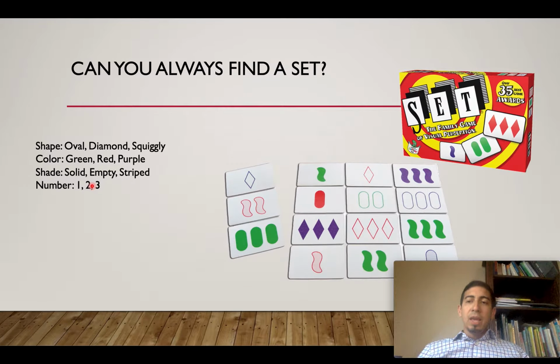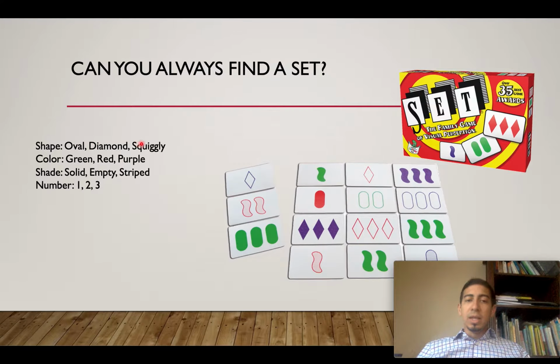And the purpose of the game is you lay down 12 cards, and players sit around a table and look at the 12 cards, and they want to find what's called a set. A set is a collection of 3 cards that satisfies the following property. When you consider the 3 cards and look at their shapes, either the 3 cards have to have the same shape, that is, all 3 of them have ovals, or all 3 have diamonds, or all 3 have squiggly, or they have different shapes.